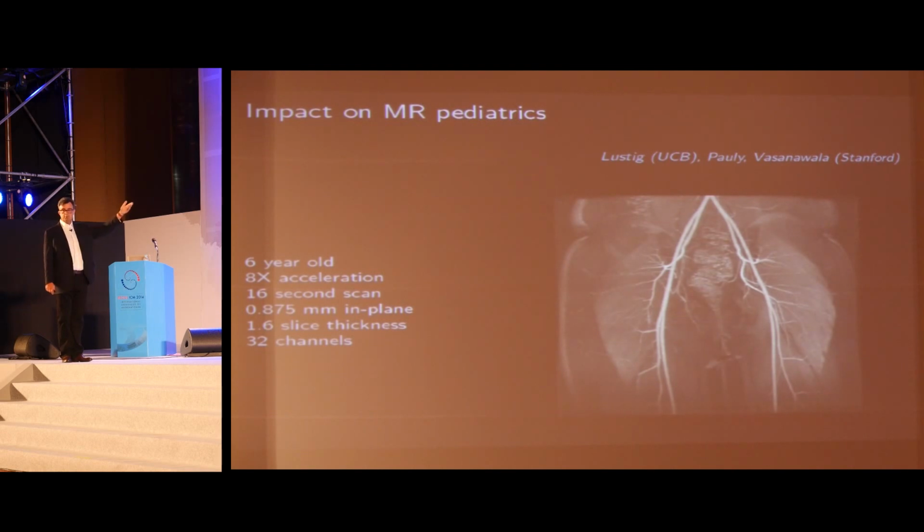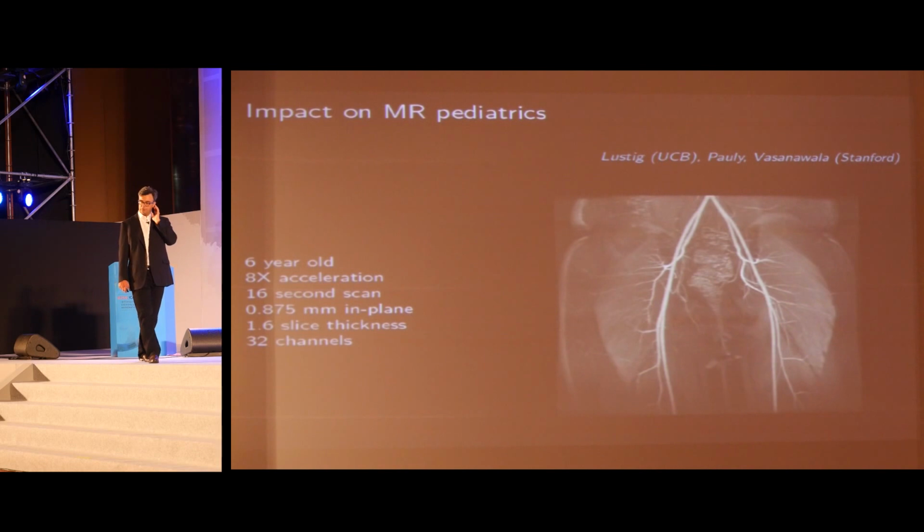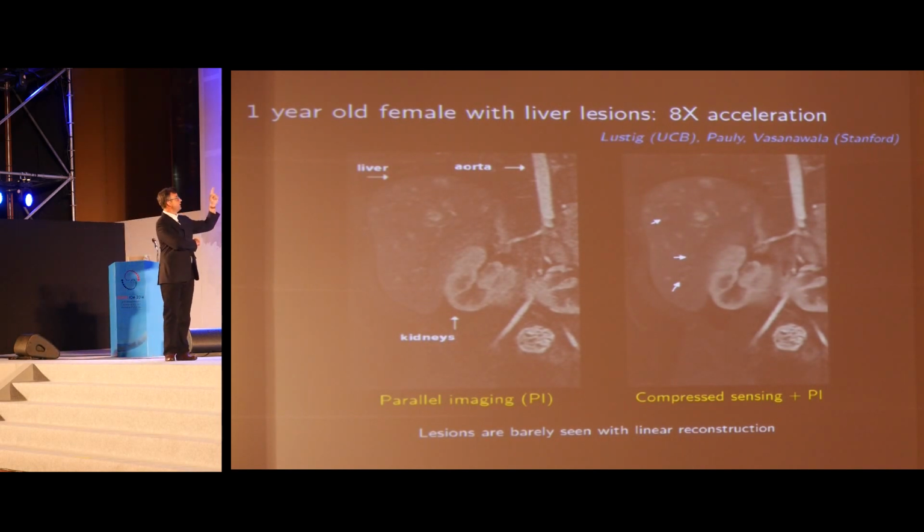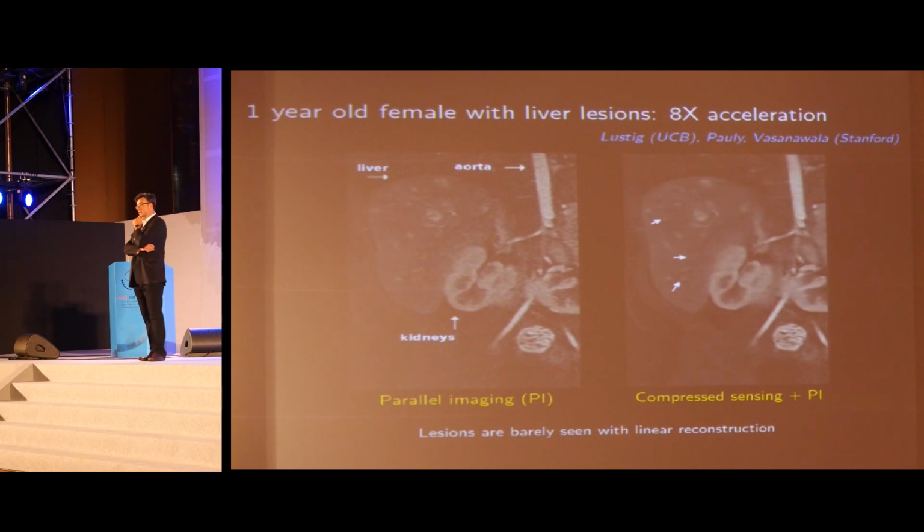Whereas it takes 2 minutes to acquire this scan, because you use these techniques, now it takes only 15 seconds. And as you can see, it's still extremely rich in details. Here's another picture, of a 1-year-old female with liver lesions, again accelerated 8 times. The image on the left is what you get conventionally. The image on the right is what you get by this compressed sensing technique, subsampling followed by convex recovery.